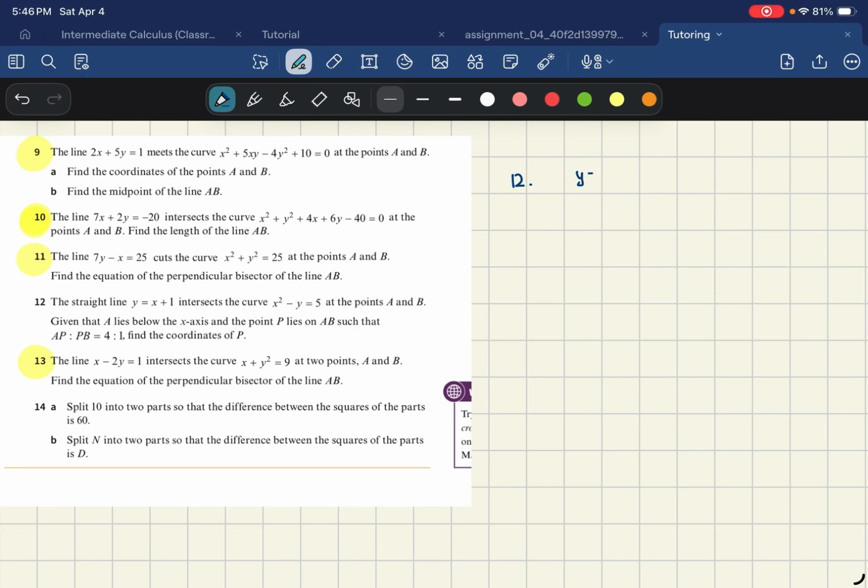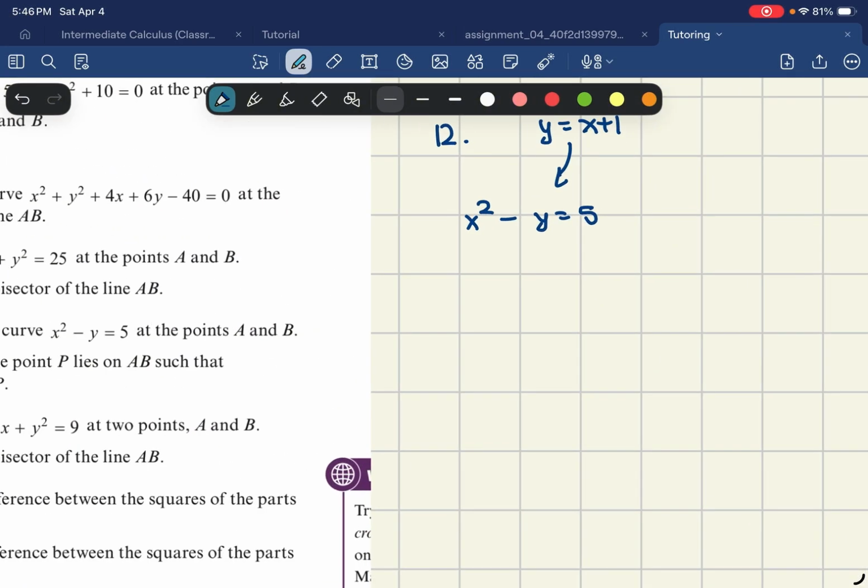We are given a straight line, and this intersects with the curve x squared minus y is equal to 5, and we can directly substitute this here. So x squared minus (x plus 1) is equal to 5. So x squared minus x minus 1 is equal to 5. x squared minus x minus 6 is equal to 0.